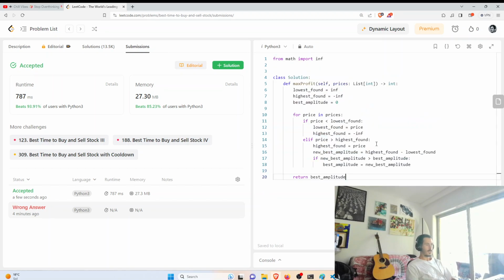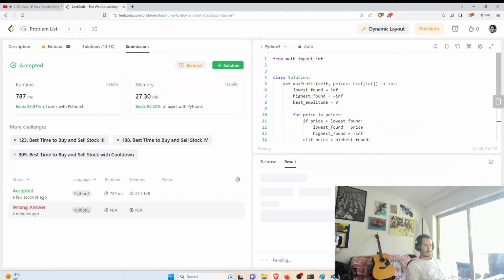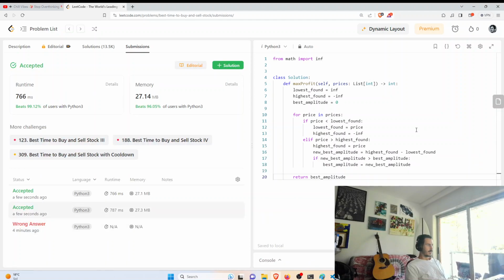And see if it works. Okay, it works. And it did better.